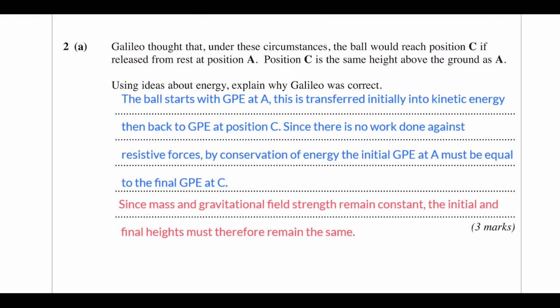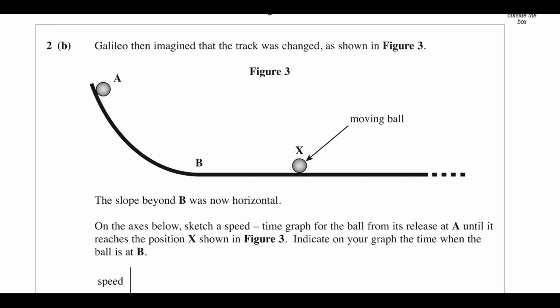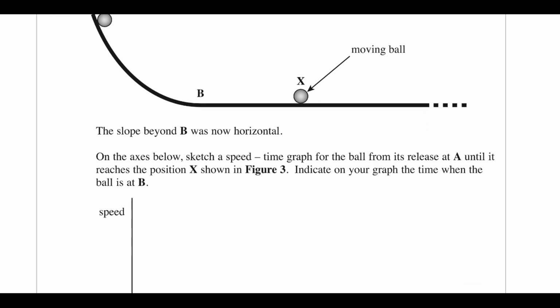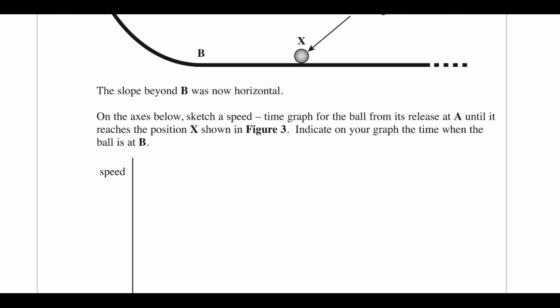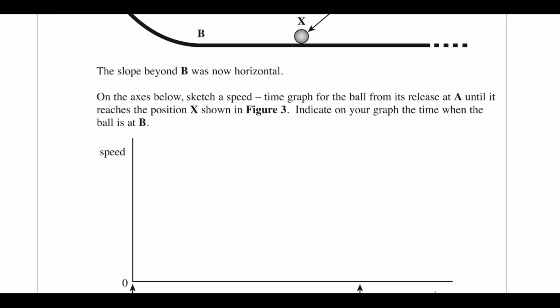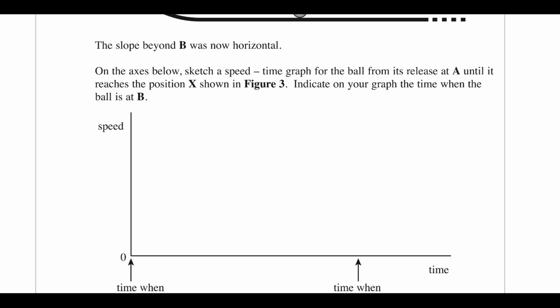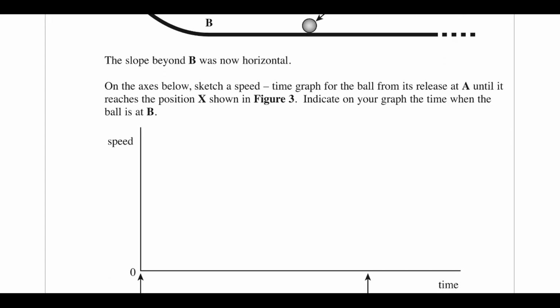Okay, let's flip on. Okay, so Galileo then imagined that the track was changed to this one here, so we've taken away the slope up. Beyond B is now horizontal. On the axis below, sketch a speed time graph of the ball from its release at A until it reaches position X as shown.